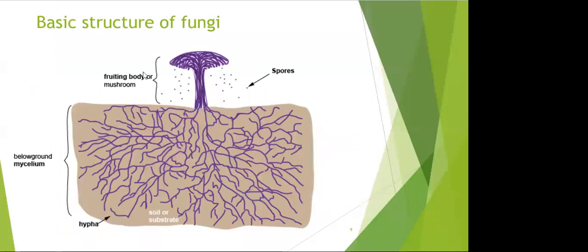So this is the basic structure of a fungus. It has a fruiting body and a below-ground structure called mycelium. Most fungi have a filament structure. They can be single-cell or multicellular organisms. Fungi consist of long thread-like bodies, which are called hyphae. These hyphae form mesh-like structures called mycelium. You can see here the mycelium.